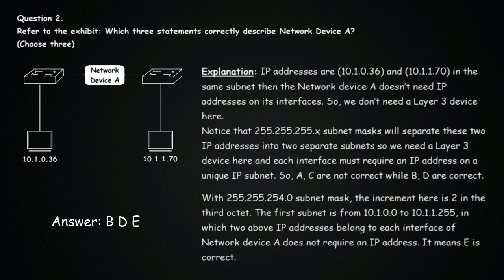With a 255.255.254.0 subnet mask, the increment here is 2 in the third octet. The first subnet is from 10.1.0.0 to 10.1.1.255, in which two above IP addresses belong to each interface of network device A does not require an IP address. It means E is correct.